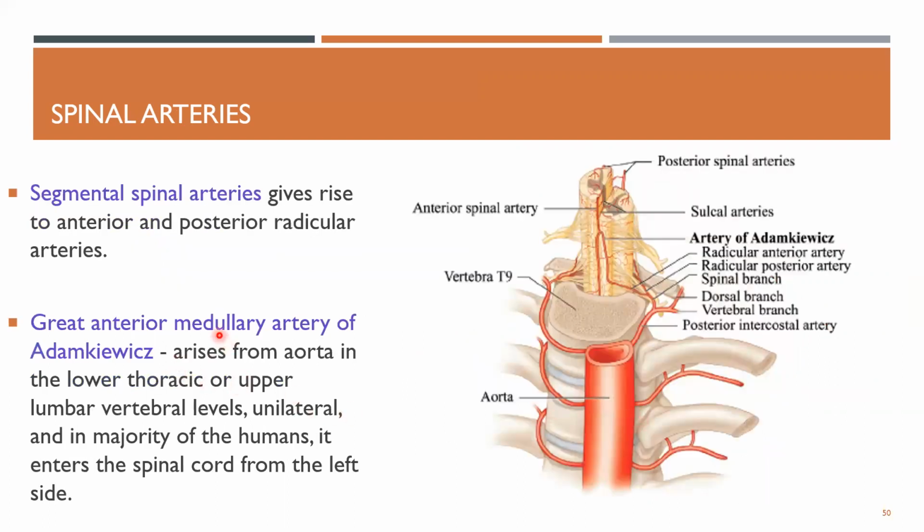You have the great anterior medullary artery of Adamkiewicz, which arises from the aorta in the lower thoracic or upper lumbar vertebral levels. It's unilateral, on one side. In the majority of humans, it enters the spinal cord from the left side, because your aorta, although it's at the midline, is located more toward the left side. So this is your artery of Adamkiewicz, more at the left side, entering the spinal cord.